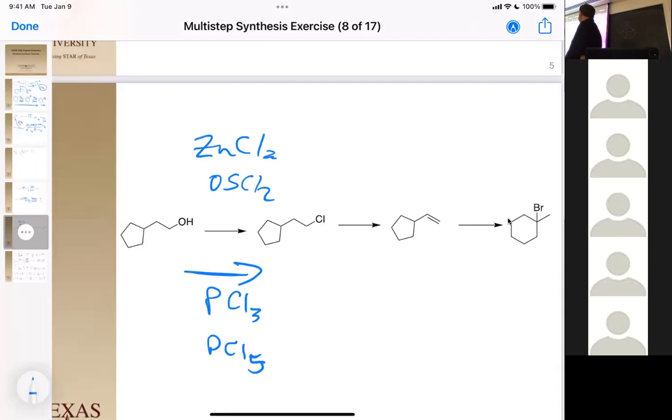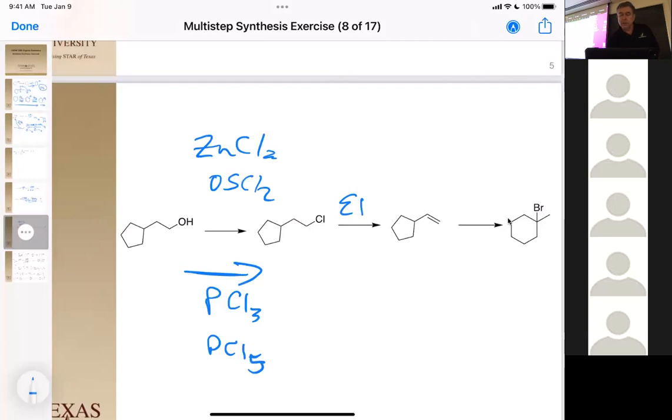Now, what if we wanted to have a better leaving group? Instead of the chlorine, what would we do? If we wanted something other than chlorine there, we wanted to just make oxygen a better leaving group, we turn it into a tosyl group, and that would do the same thing. Okay. But we have the chlorine, which means all we have to do is add a good base.